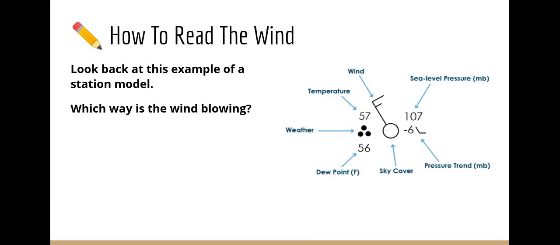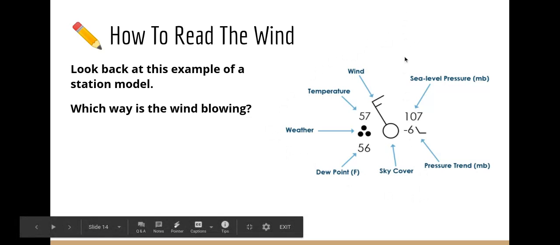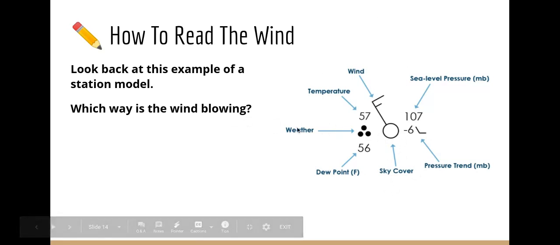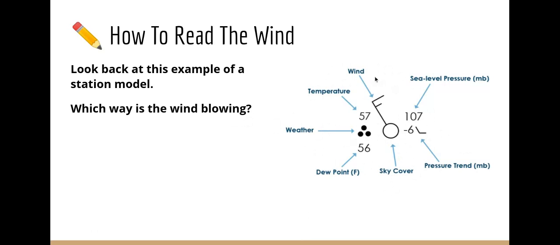So let's talk about how we read the wind. I've already answered this question earlier in this video, but I want you to write down in your scientific notebook, which way is the wind in this station model blowing? So, as I said previously, the wind in this station model is blowing northwest. This is north, this is east, south, and then west. So northwest is where our station model is blowing.